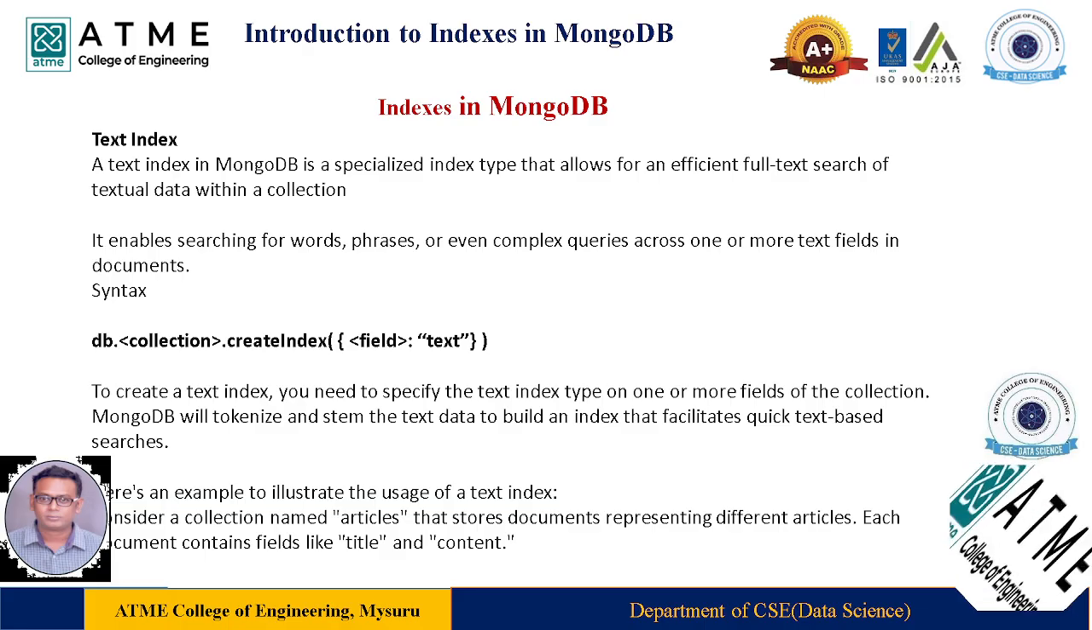So coming to text index. A text index in MongoDB is a specialized index type that allows efficient full text search of textual data within the collection. In other words, a text index is particularly useful when you go for searching certain text words within the collection. So this enables searching for words, phrases, or even complex queries across one or more text fields in documents.